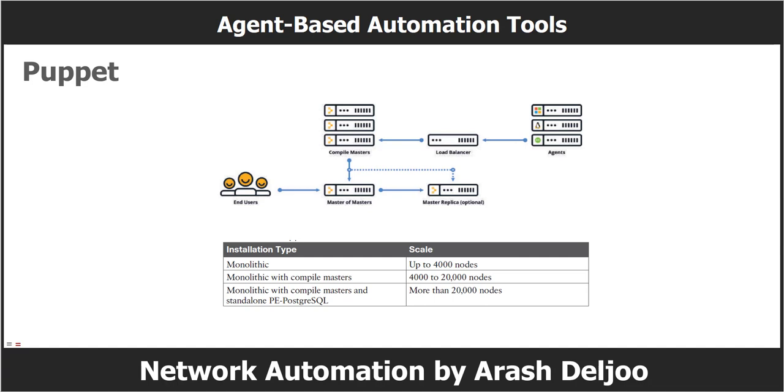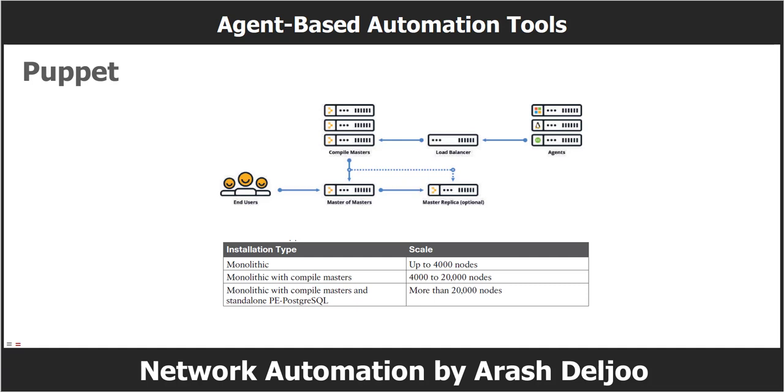This helps an organization standardize its device configuration while simultaneously enforcing a specific set of parameters that may be critical to the devices. There are three different installation types with Puppet. In this table, we can see these three installation types. Actually, this table describes the scale differences between the different installation options. As you can see, we have the installation type of monolithic, a scale up to 4,000 nodes; monolithic with compile masters, 4,000 to 20,000 nodes; and after that, monolithic with compile masters and standalone PostgreSQL, more than 20,000 nodes.